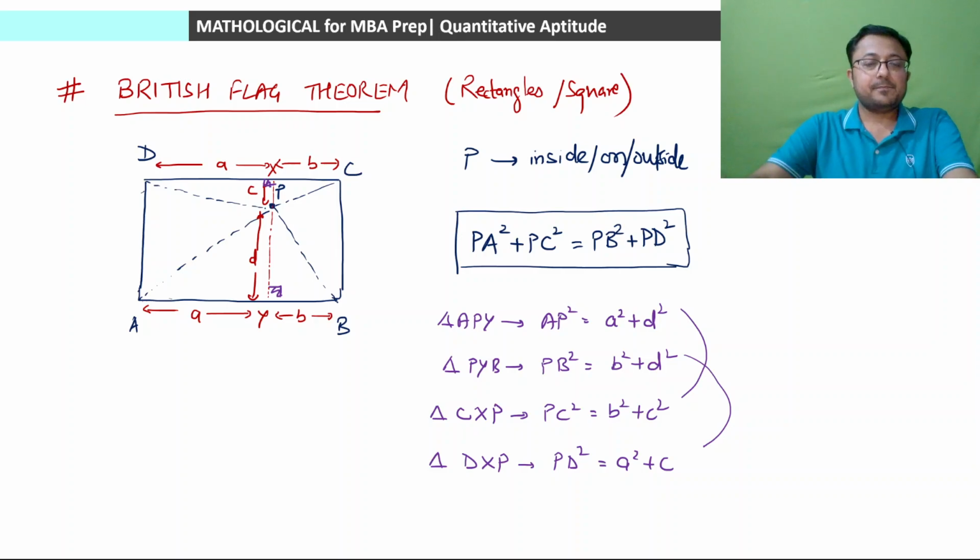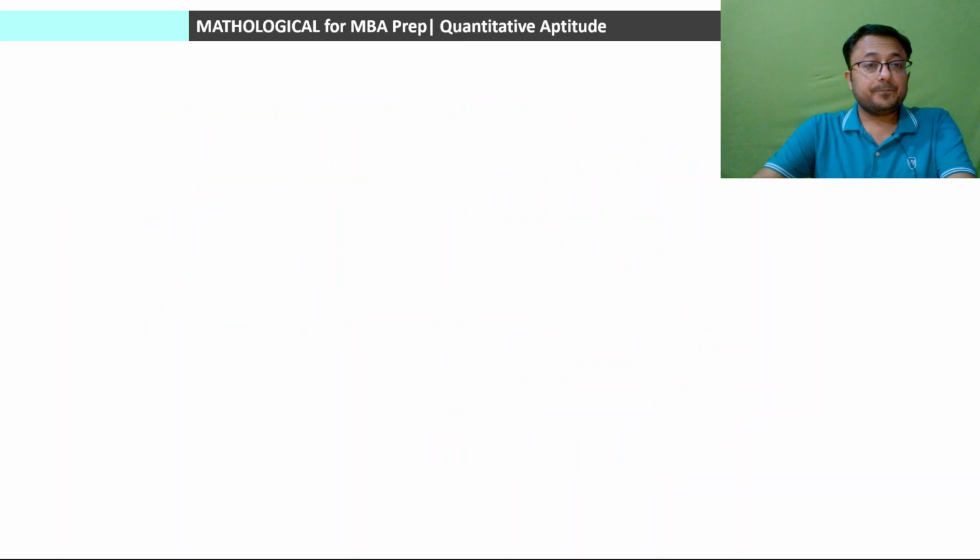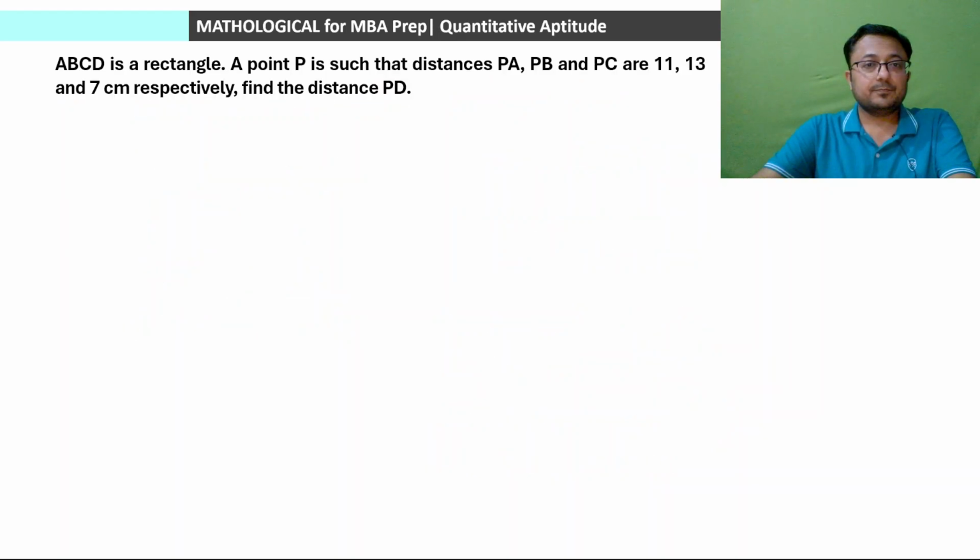Okay. Clear? So next question. ABCD is a rectangle. A point P is such that distances PA, PB and PC are 11, 13 and 7 centimeter respectively. We have to find the distance PD. What will be distance PD?